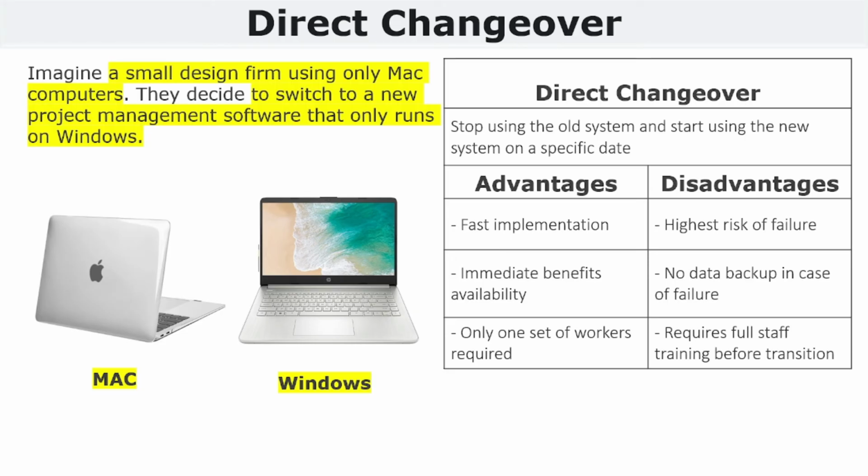So for example, in the case that we had here, if you are used to working on a Mac machine and we give you Windows, you struggle to use it a bit. On the other hand, if you're using Windows and we give you Mac, you notice that you struggle to use it a bit. So there needs to be some training in using the two systems. So that is just a good picture for direct changeover.